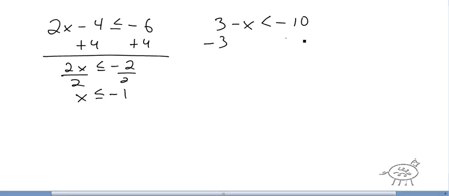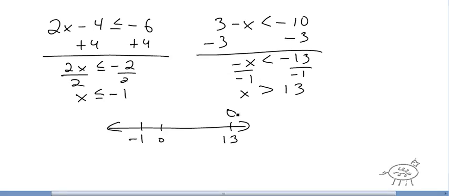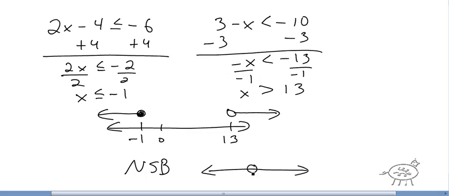Okay, subtract 3 from both sides. X is less than -13. Divide both sides by -1. X is greater than, flip the inequality sign, 13. So you can see what's going to happen right away again. Here's -1, 0, and 13's out here. It's greater than 13, less than or equal to -1. This again is going to be no solution. The number line is going to look like that.